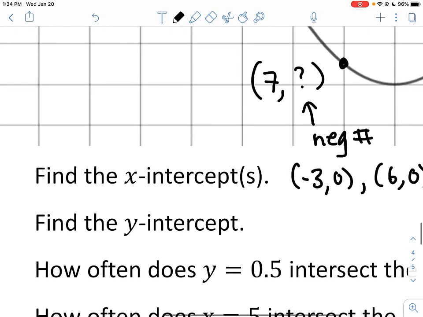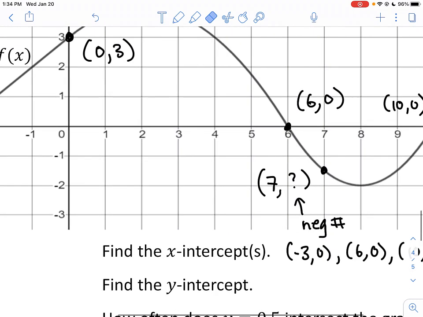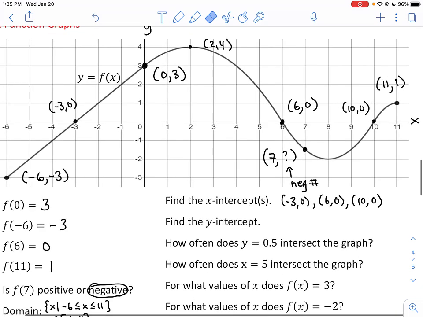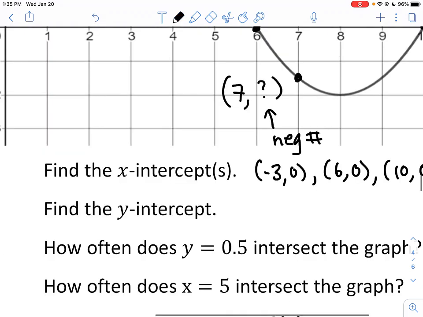Find the y-intercept. Notice that I put the s in parentheses here because functions don't have to have x-intercepts. It's possible a function doesn't cross the x-axis, and it might have more than one. Y-intercepts, a function may not have one, but if it does have one, it can't have two. You can't have a graph cross both locations on the y-axis because then it would fail the vertical line test and not be a function of x. And this does have a y-intercept, (0, 3).